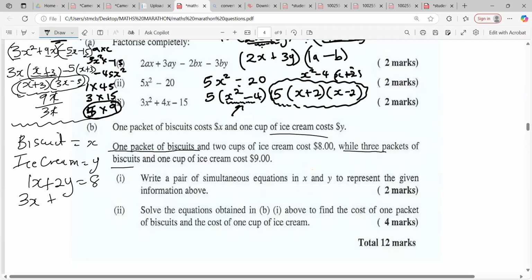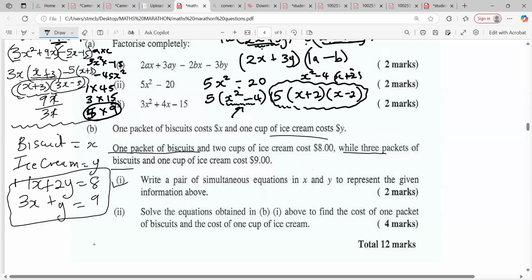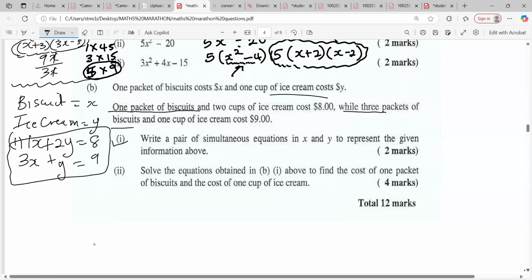And 1 cup of ice cream, so that's y, costs $9. And they want us to write a pair of simultaneous equations for that information, which is this. Alright, and step 2 now, so that's a 1. So you can put that one here separate for the answer for 1. And that's what they wanted to do, write it in the simultaneous form. So we did that already.